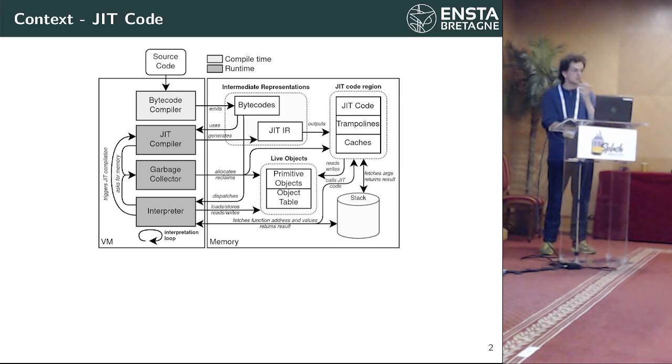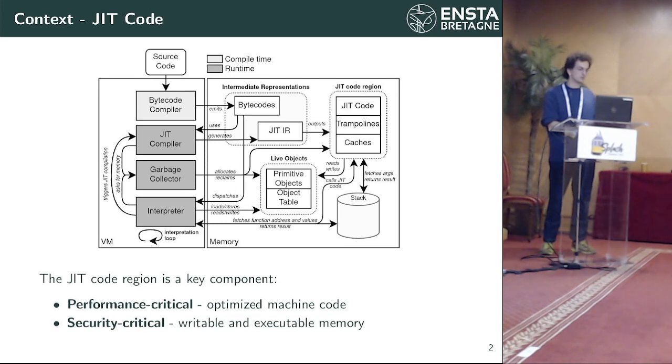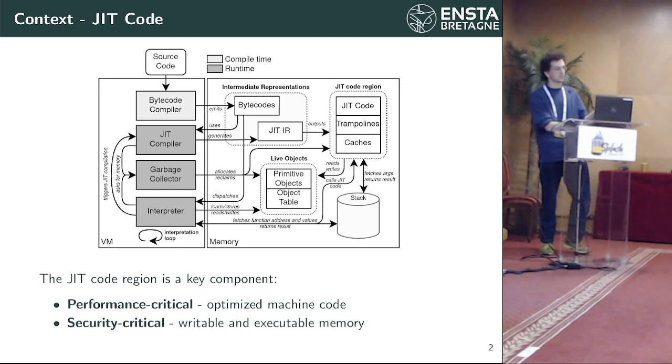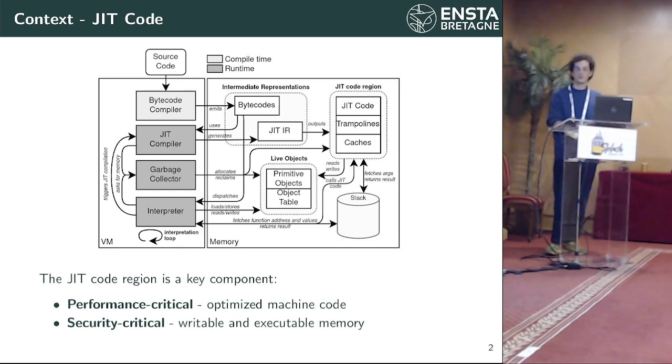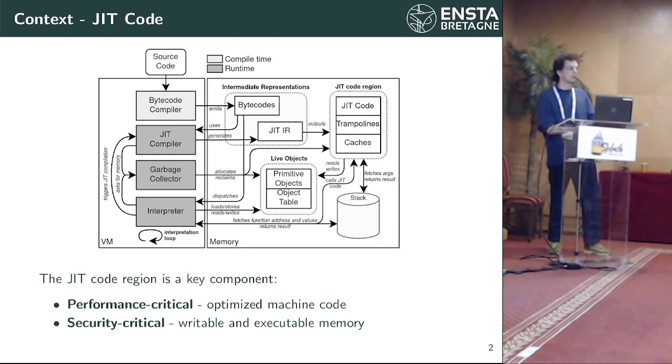I'm sure most of you are familiar with VMs, so I won't dive into this figure, which I believe is maybe incomplete. But one thing that I would like to highlight is that the JIT code region is a key component because it is both performance critical, in the sense that it has optimized machine code, and security critical because it's usually a part of memory that has to handle both writable and executable memory. And as you might know, this is usually a bad sign of vulnerability: you can be vulnerable to code injection attacks, code reuse attacks, and so on and so forth.